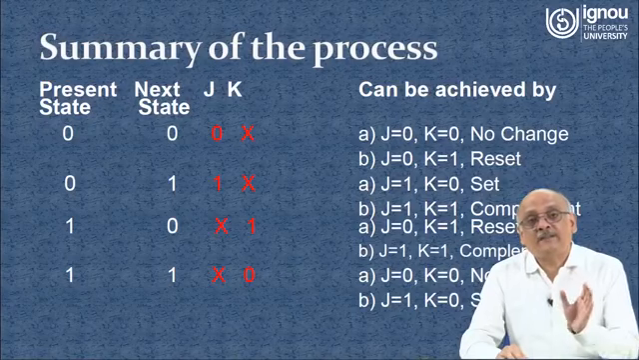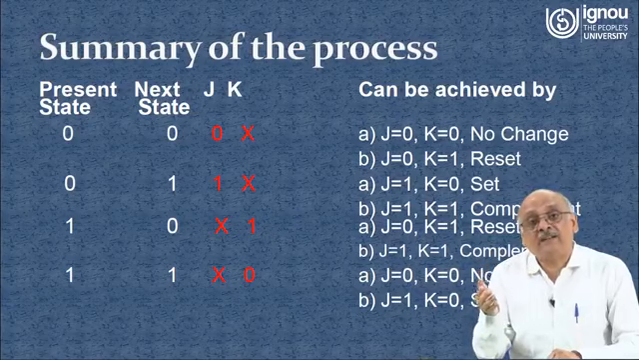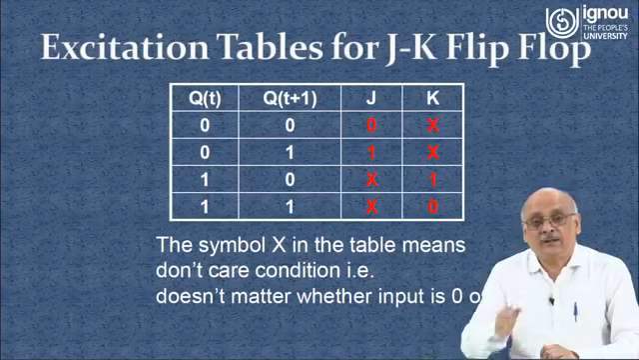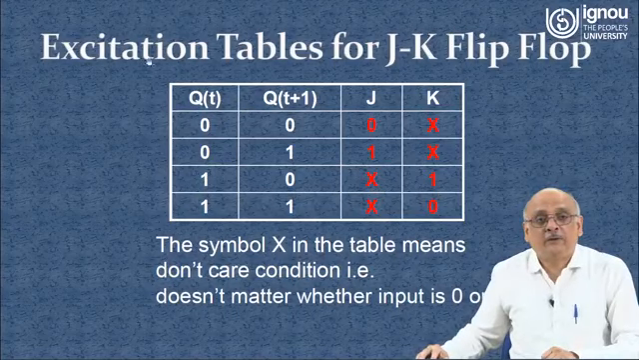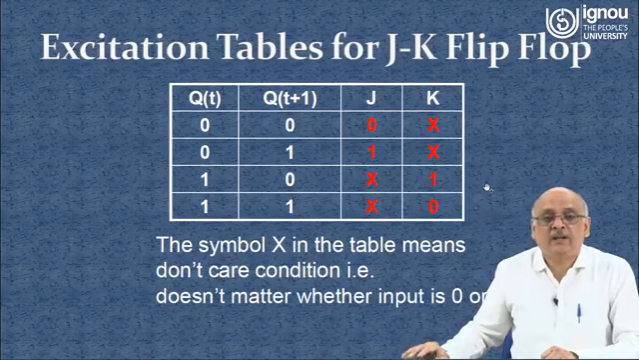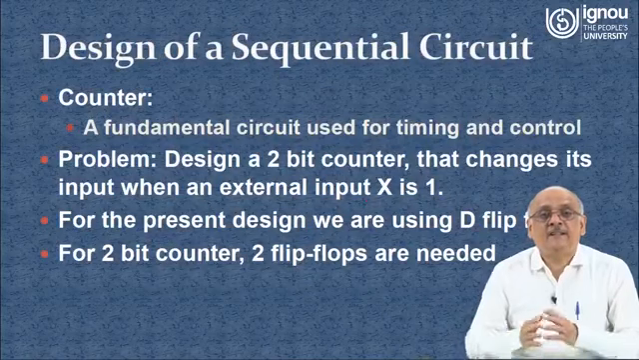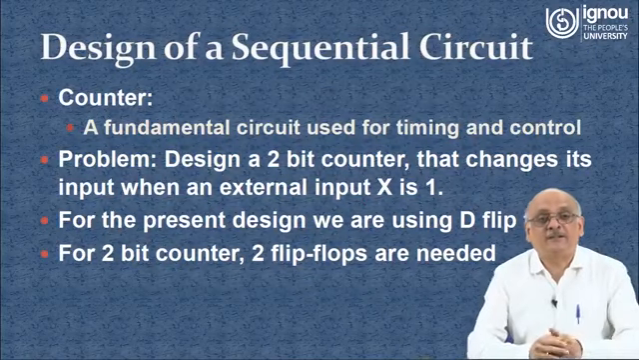Now let us see how these things can be used to design a circuit like a counter. Let's look into an example. Before we do that, the excitation table for JK flip-flop is presented here, with Q(t) and Q(t+1) and the input values. The symbol X in the table means a don't care condition, that it does not matter whether the input is 0 or 1. So this is just the summary, and let's see how we can design a sequential circuit.